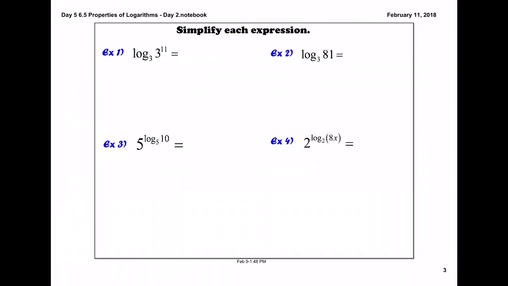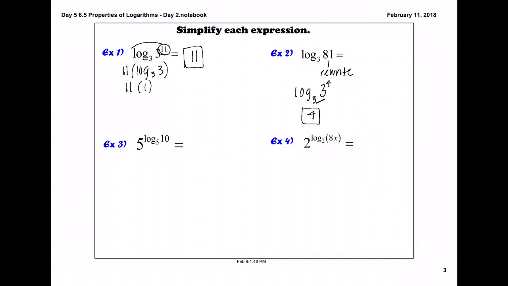So let's simplify each expression. Log with a base 3 of 3 to the 11th: if we used the power property and moved our 11 down in front, we would have 11 times 1, which is just equal to 11, the exponent. In example 2, we have log with a base 3 of 81. So we want to rewrite 81 as 3 to the 4th power. So now we have log with a base 3 of 3 to the 4th power. We can see that these match, so it just equals 4. You otherwise could ask 3 to what power equals 81, which would also be 4.